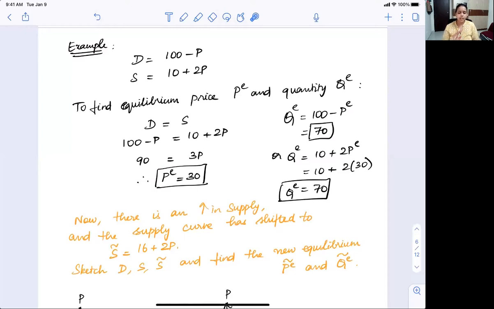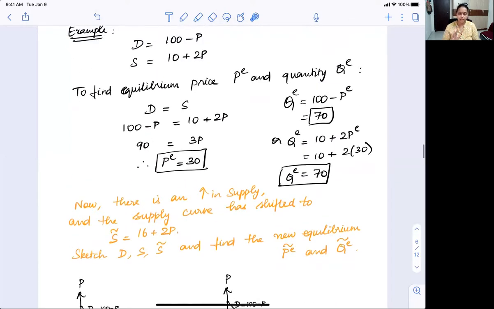Now, we're being told that there's an increase in supply, and the supply curve has shifted from being 10 plus 2p. It has now shifted to 16 plus 2p. And we're asked to find the new equilibrium price and quantity. And let's try doing this by sketching the demand and supply curves.